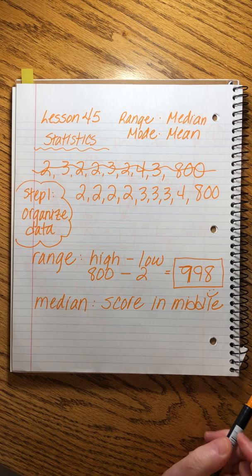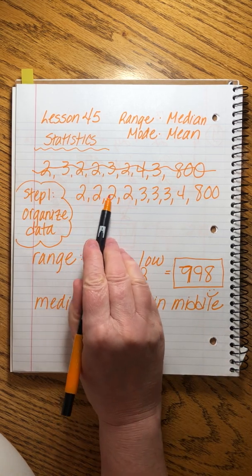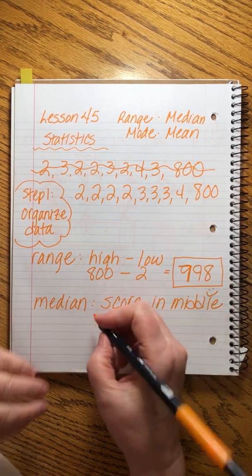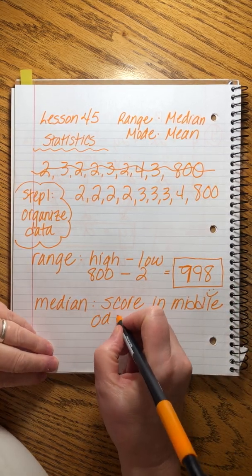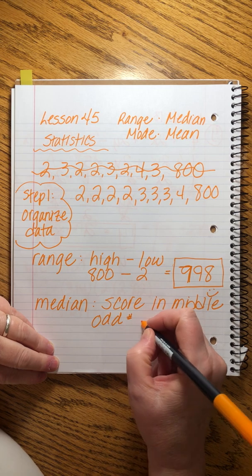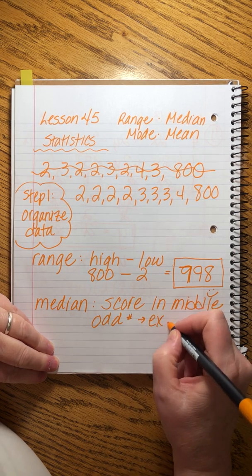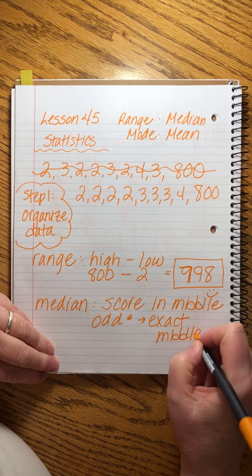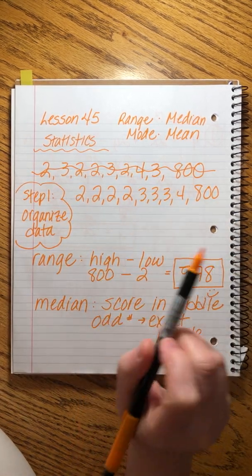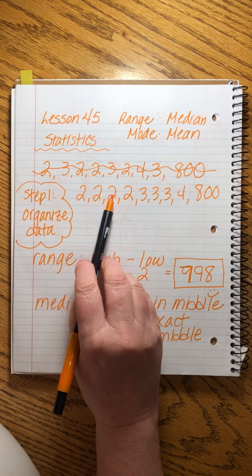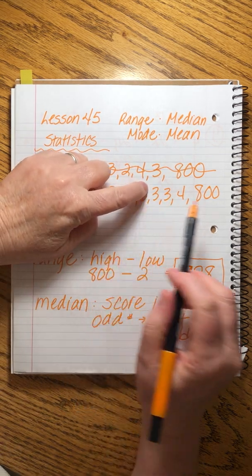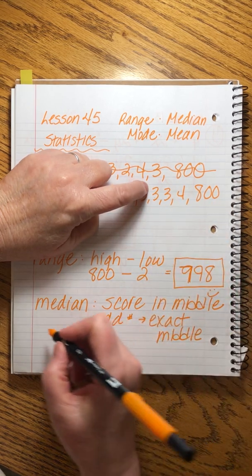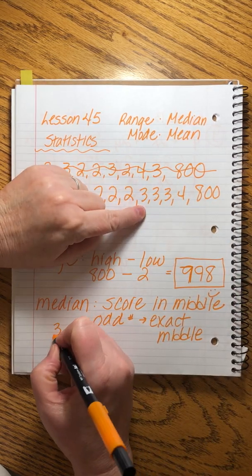Now, let's look at our data set. How many items do we have? 1, 2, 3, 4, 5, 6, 7, 8, 9. We're lucky because we have an odd number. And so we choose the exact middle. If there's 9 items, the number 5 is the exact middle, right? 1, 2, 3, 4, 5. And then there should be 4 on the other side. 1, 2, 3, 4, right? Because it's exactly in the middle. So in this case, ours would be 3.